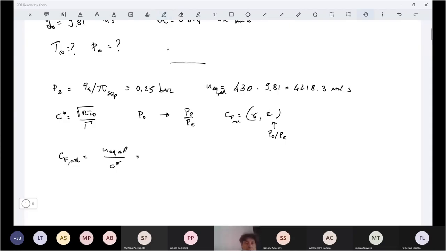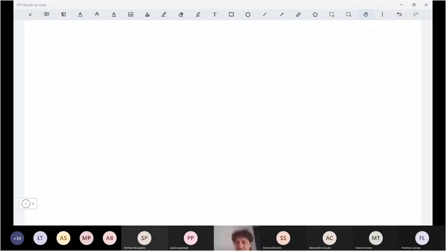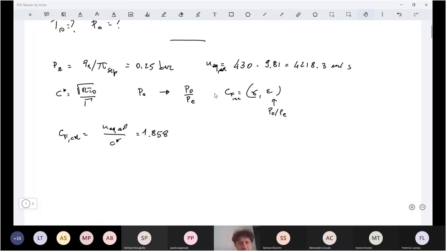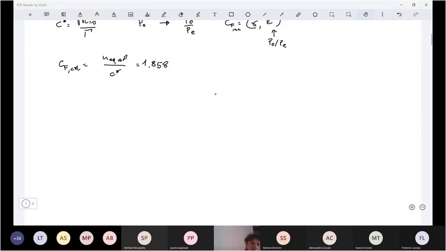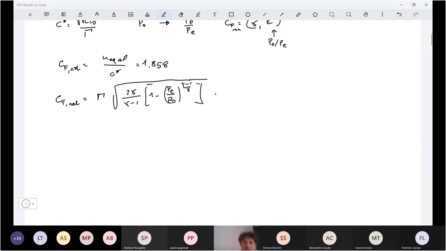It is 1.858, and from here we go back to the relationship that allows us to express the thrust coefficient as a function of the pressure ratio, which is the following. You recall it? From here we can extract our unknown. This will be CF squared over gamma squared, gamma minus 1, 2 over gamma is 1 minus PE over P0, to the power gamma minus 1 over gamma.